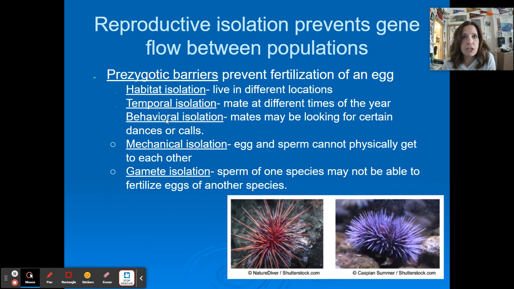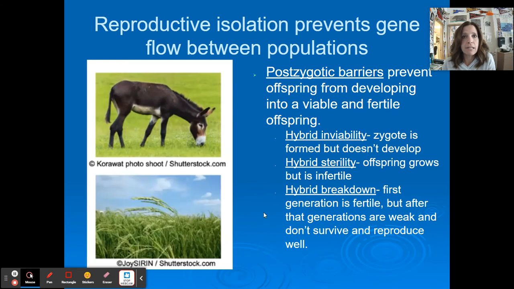Behavioral isolation is like bird calls or some kind of mating dance. Mechanical isolation is where the sperm and egg can't actually get to each other. There's an example of snails, where snails are twisted one way and then another population, because of a mutation, twisted the other way, and so the egg and sperm can't get to each other. And then the last one is gamete isolation, and that's when the sperm of one species can't fertilize another one. The other thing that can happen to prevent gene flow and cause speciation is post-zygotic isolation.